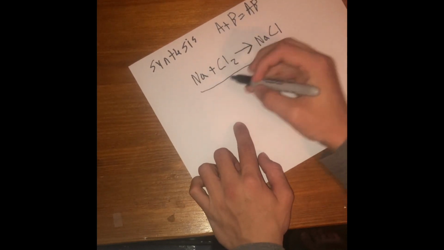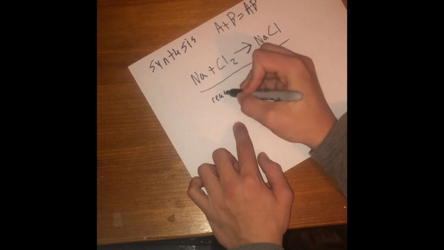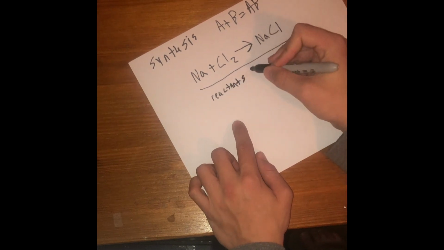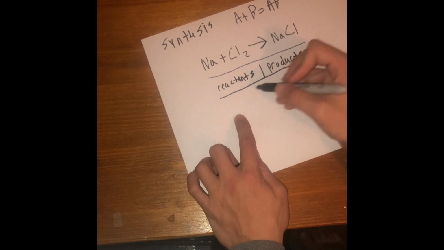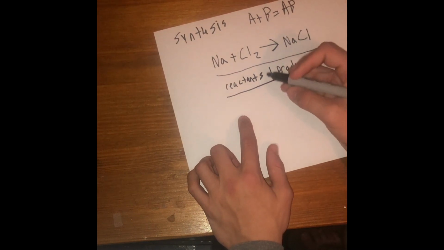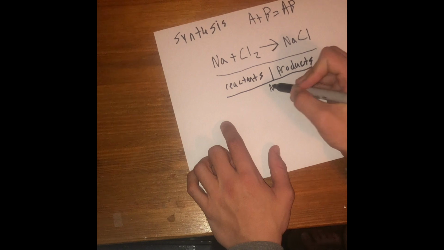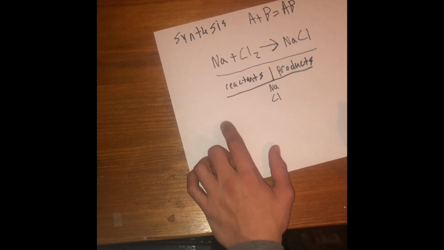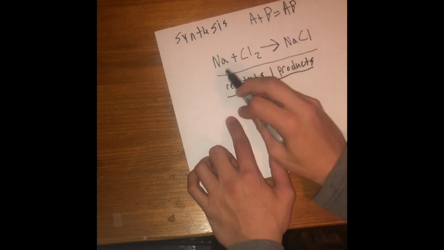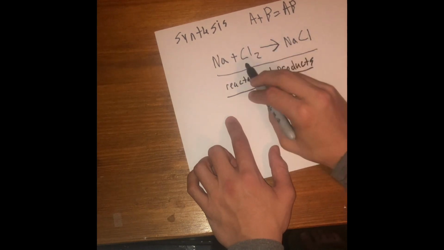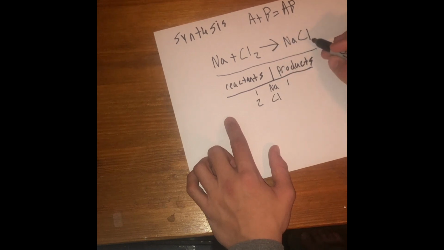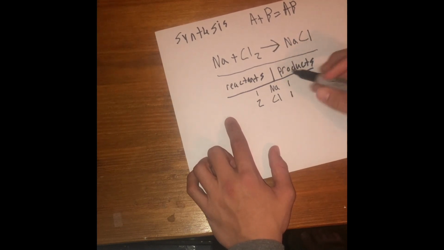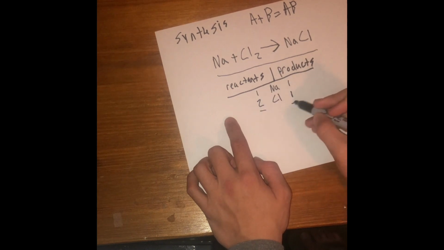So we notice that we've got our reactants, we've got our products. On the left side of the equation, we could put Na and Cl. On the left side, we have one sodium and two chlorine. On the right side, we have one sodium but one chlorine. So we need to make sure that these two are balanced.